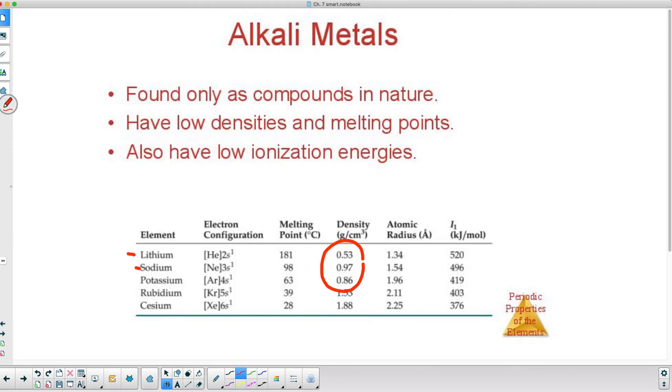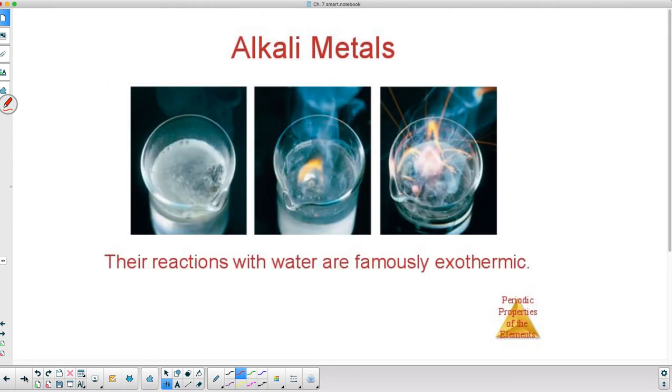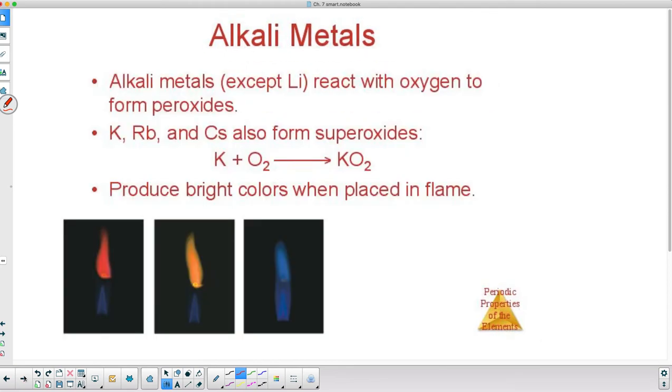So they also have low ionization energies. Ionization energy, meaning ripping off the outside electron. Of course they're low because they want to lose that electron to have noble gas configurations. So that's something that should be obvious from our electron configuration discussions. So alkali metals, their reactions with water are famously exothermic. Maybe at some point next week we'll take a look at a demonstration with that.